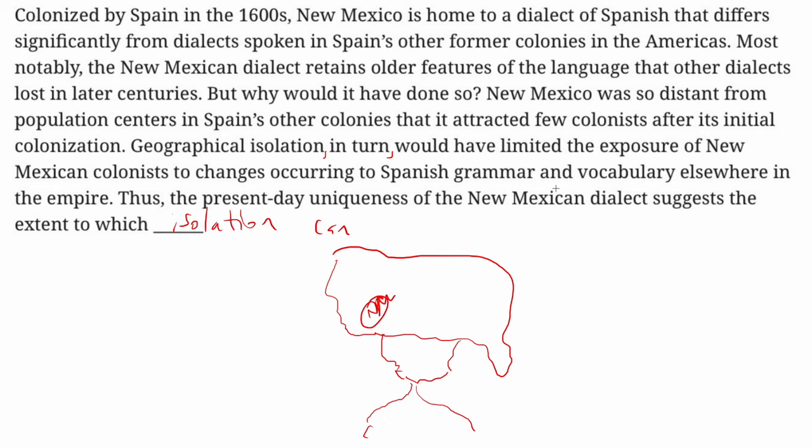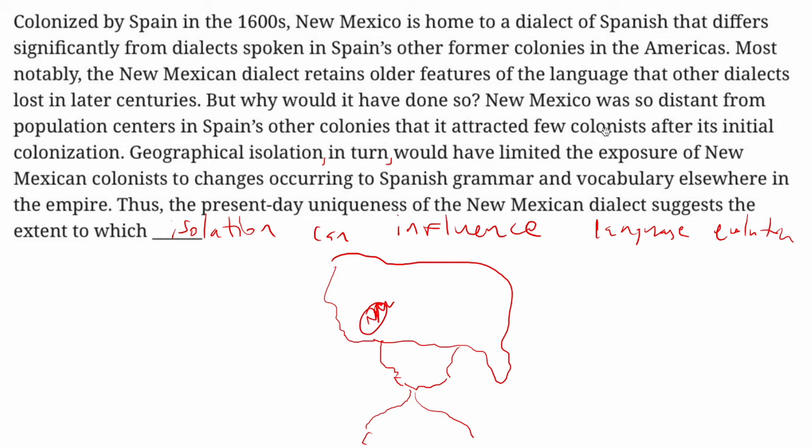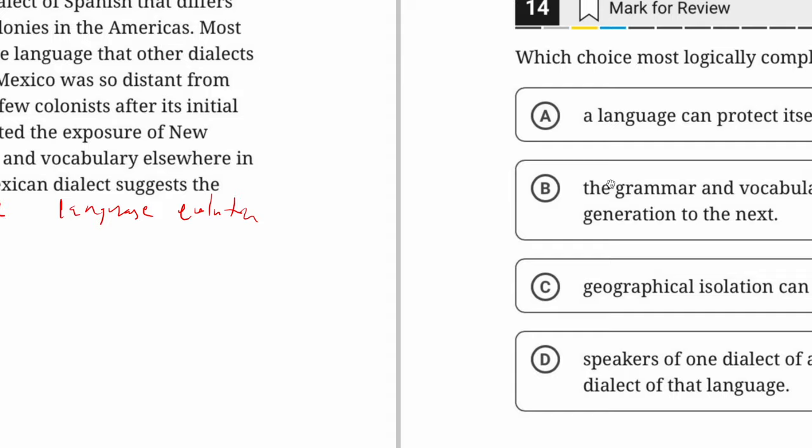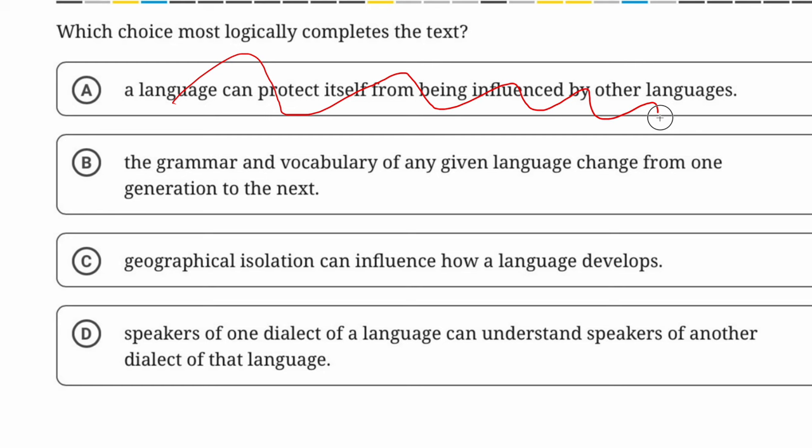So it suggests the extent to which isolation can influence language evolution, something like that. So, you know, geographical isolation can have an impact on the ways in which a language or variants of a language, dialects, can evolve over time. That's not what they're saying. They're not talking about changes from one generation to the next. How about that?